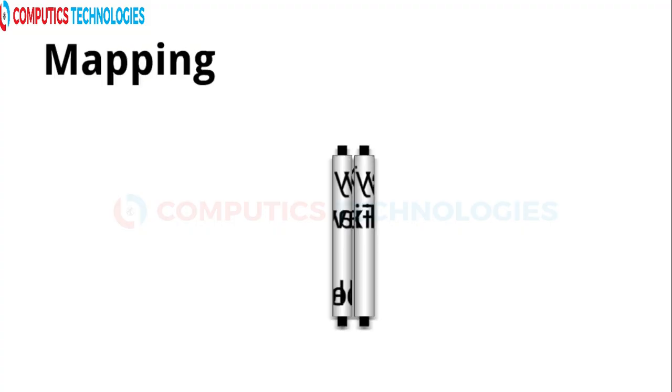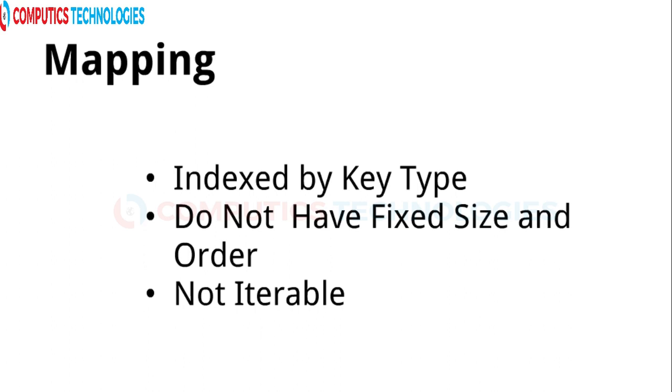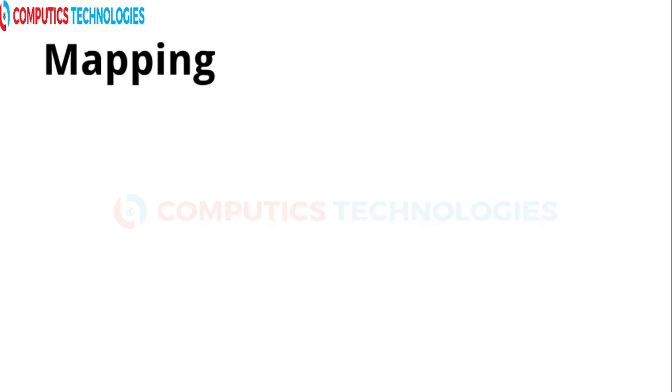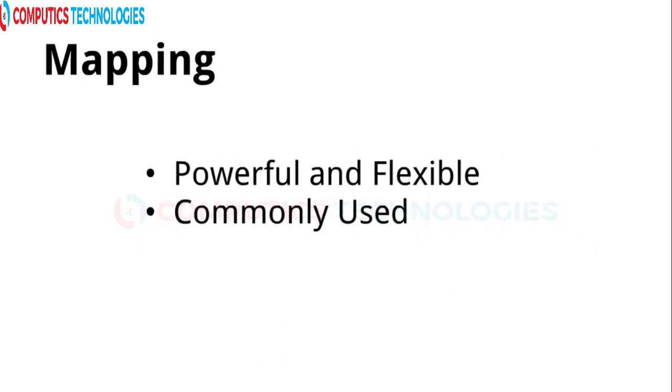Mappings are stored in the contract storage, and they are indexed by the key type. This means that they can be efficiently accessed and modified using the key, but they do not have a fixed size and they do not have an order. It is also important to note that mappings are not iterable, which means that you cannot loop through the elements of a mapping. Mappings are a powerful and flexible tool for storing and accessing data in Solidity contracts, and they are commonly used in a variety of different applications.